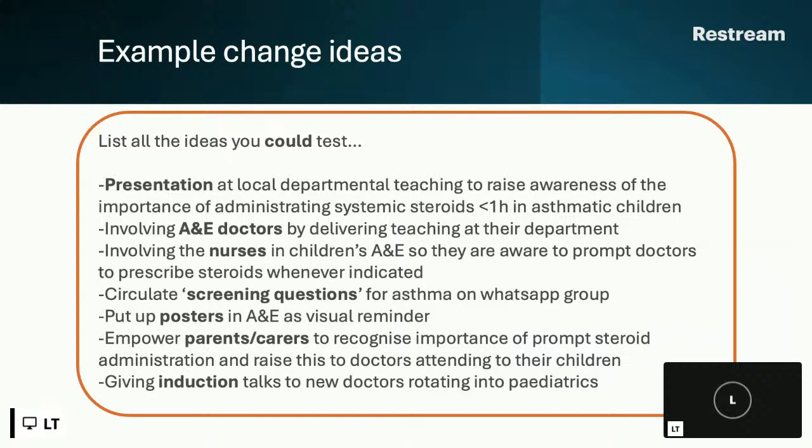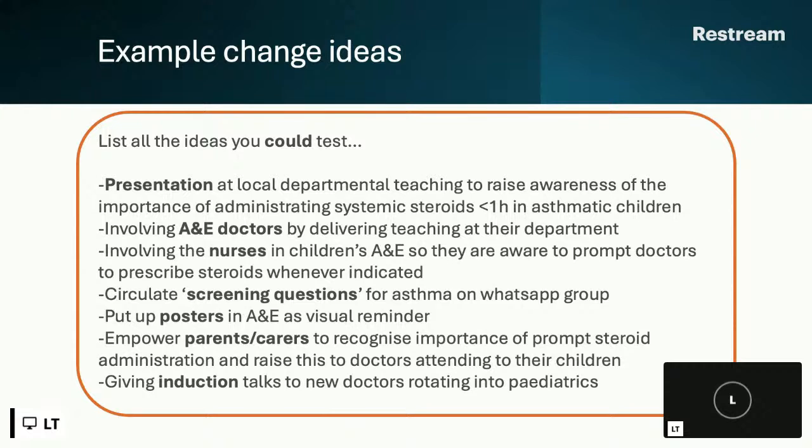Mine was, I presented it at local departmental teaching to raise awareness. I involved A&E doctors because although I was a pediatric doctor, we were working on the ward mainly, and reviewing patients in A&E. A&E doctors were the first ones who might see the children or do the initial assessment, and if the child then needs to be admitted, we see them again. So lots of times they're the first port of call. So I delivered teaching to the A&E doctors.